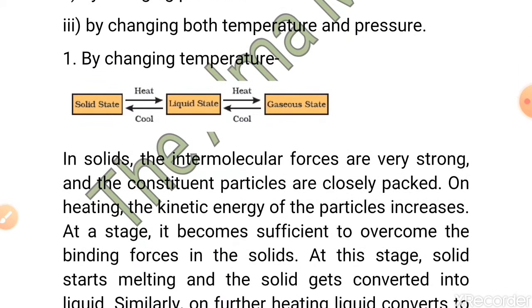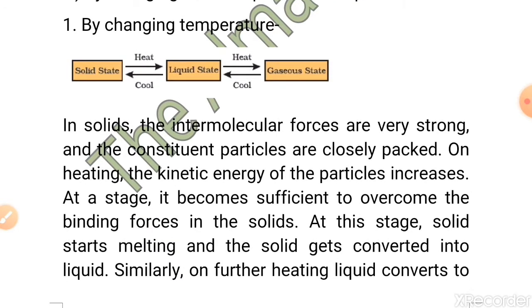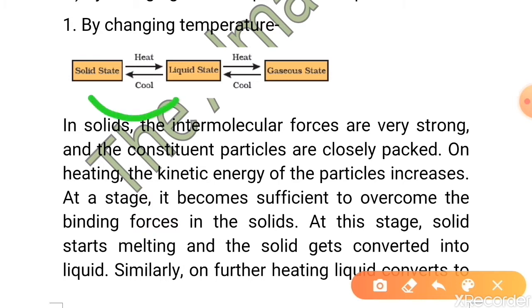Students, in this flowchart you can easily see that when solid state is heated, it turns to liquid state. When liquid state is heated, it turns to gaseous state. You can think of the example of water. When you heat the ice, it melts to liquid. It means water. And when you heat the water, it forms water vapor. This process can be reversed on cooling.